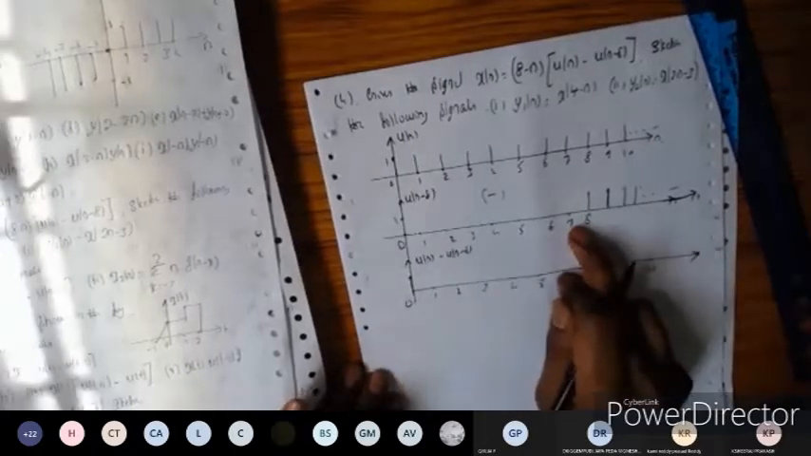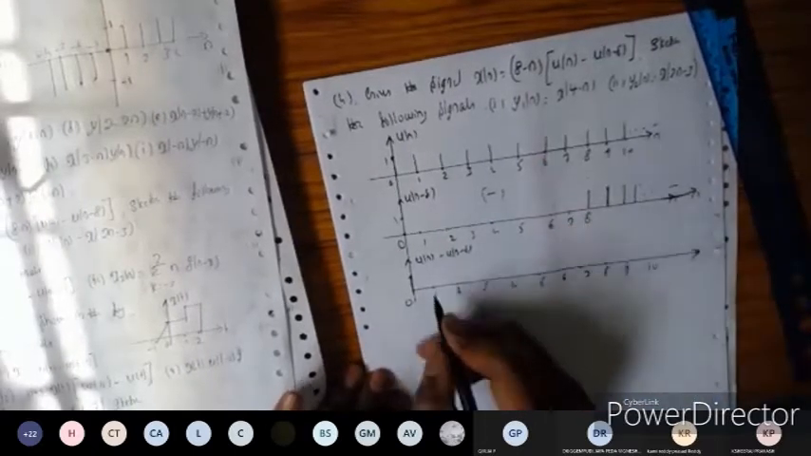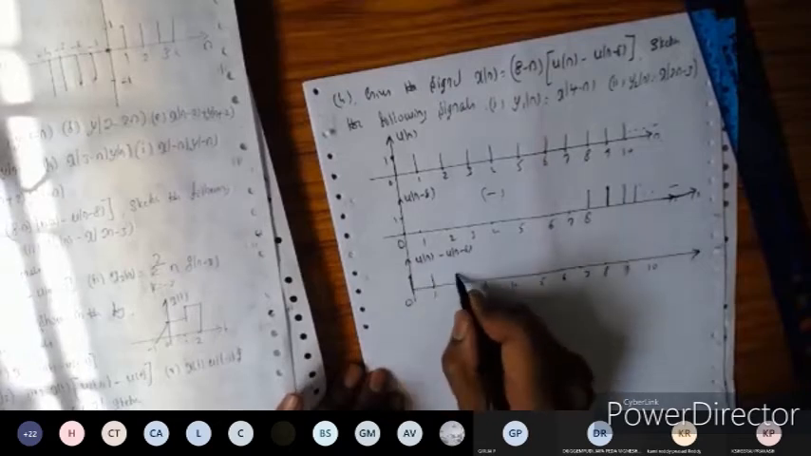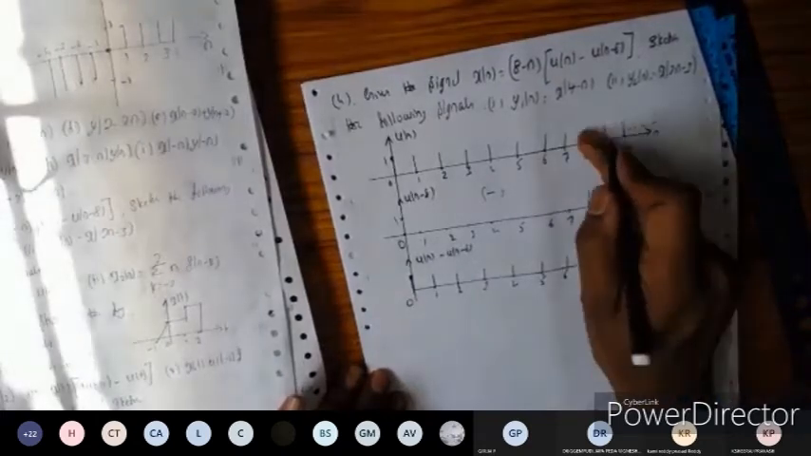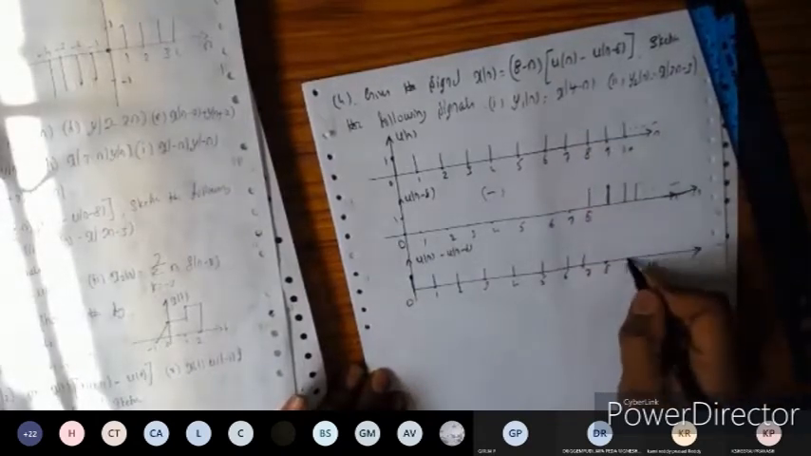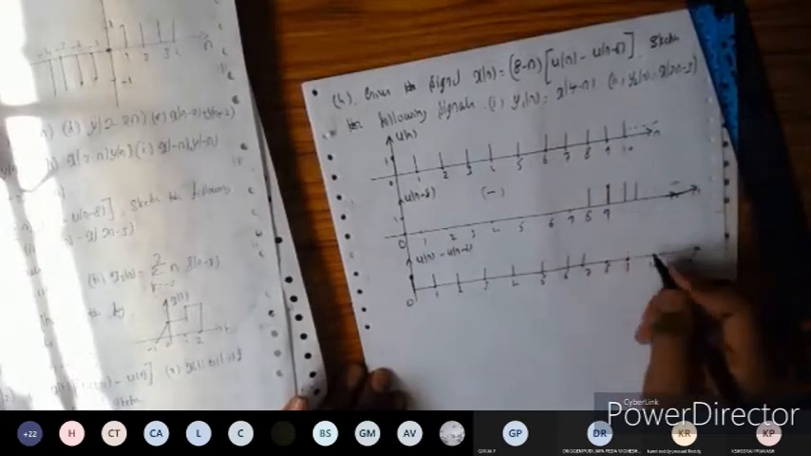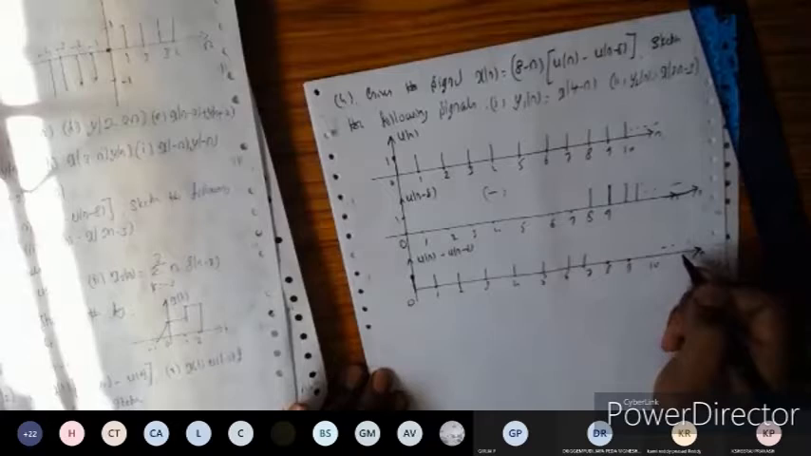From 0 to 7, there is no shifted waveform, so 1 minus 0 will be 1 only, and we get the waveform from 0 to 7 here. From 8 onwards, this is 1 and this is 1, so 1 minus 1 will be 0. The 9th one is 1, 1 minus 1 is 0. The 10th one also 0. Up to infinity it will be 0.